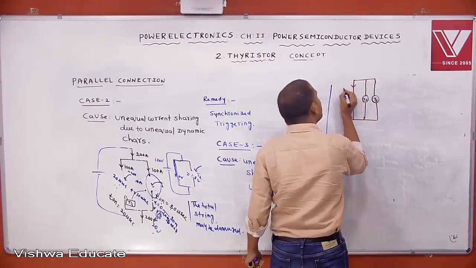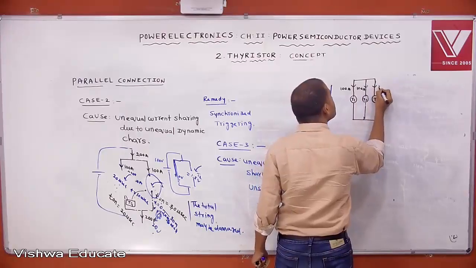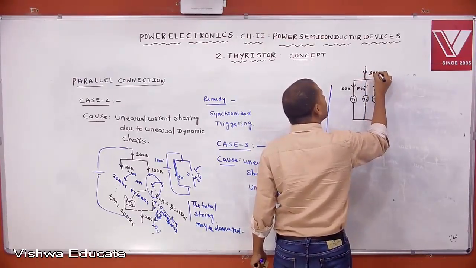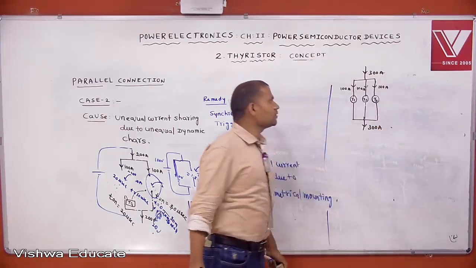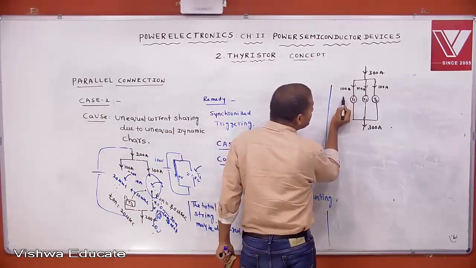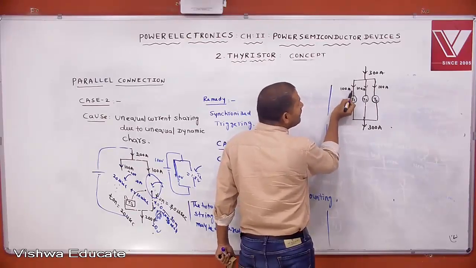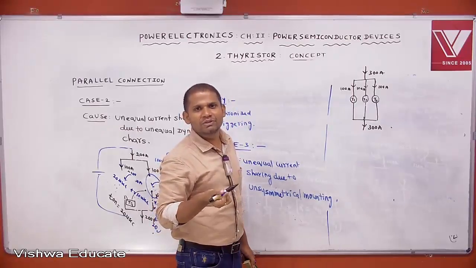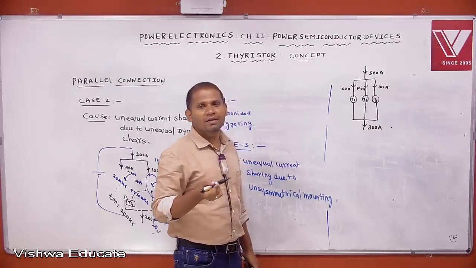Let this one carry a current of 100 amperes, this one 100 amperes, and this one 100 amperes. Then the total is 300 amperes. Entering and leaving currents must be equal, 300 amperes. Now, if any conductor carries current, a magnetic field is produced around the conductor. That magnetic field is represented by imaginary lines, and those imaginary lines are nothing but flux lines.